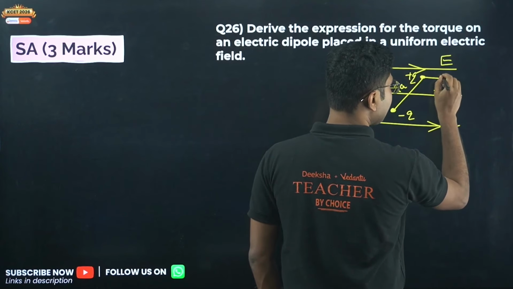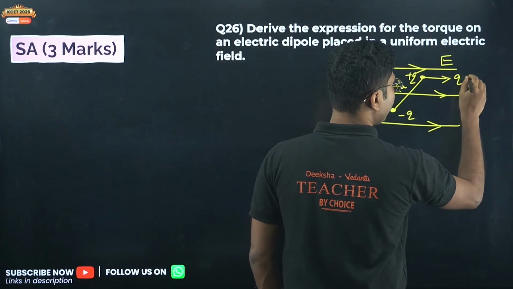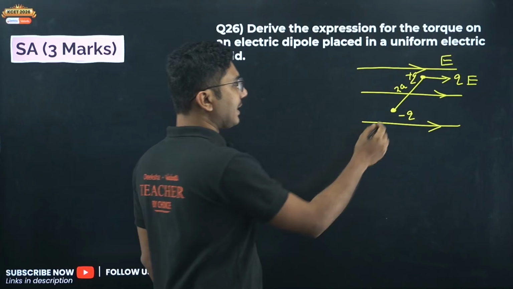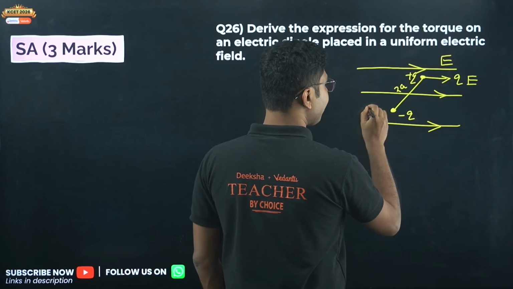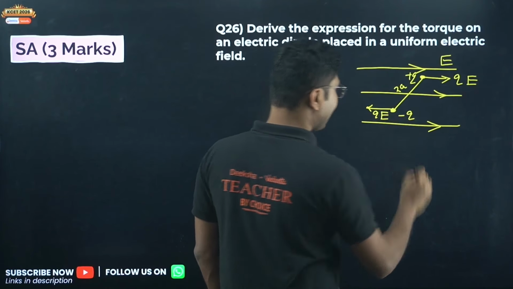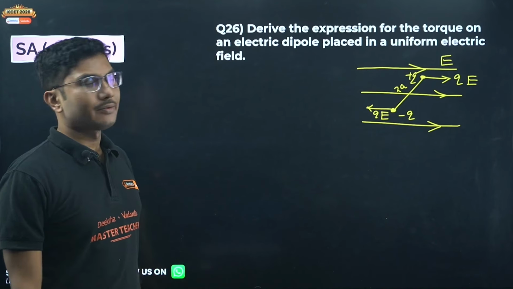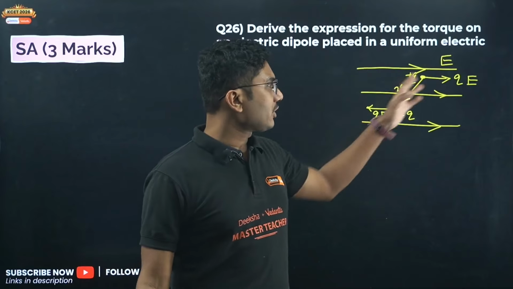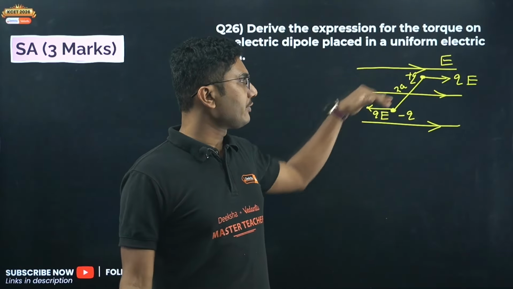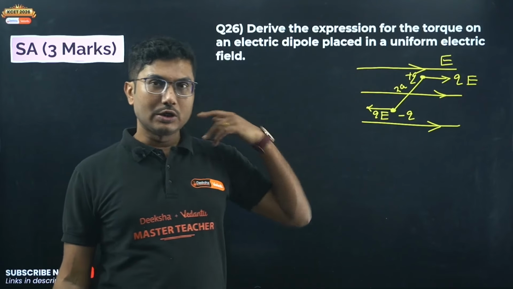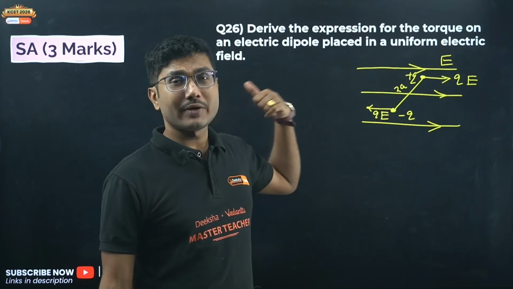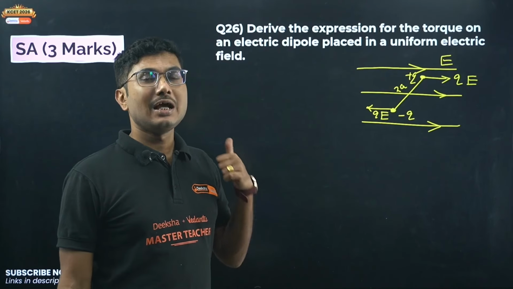Force on this charge is given by Q into E, and it will be in this direction. Now this is a negative charge. A negative charge experiences a force in the opposite direction, but the magnitude will be the same. Magnitude wise the force will be the same, but the direction of the forces will be different. Now two equal and opposite forces acting on an object at different points creates torque.